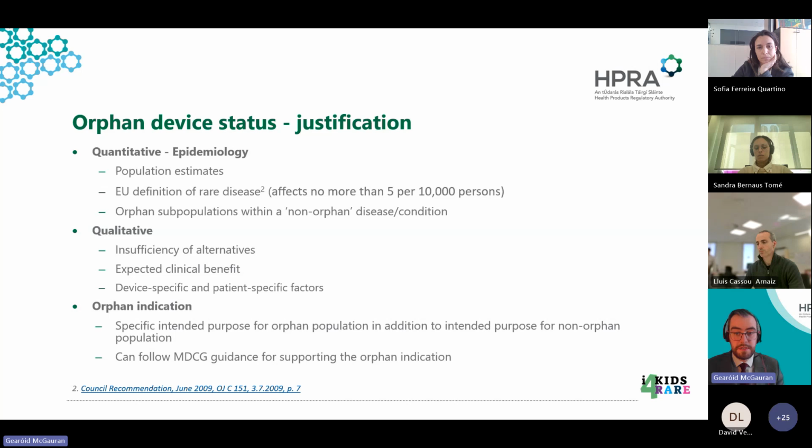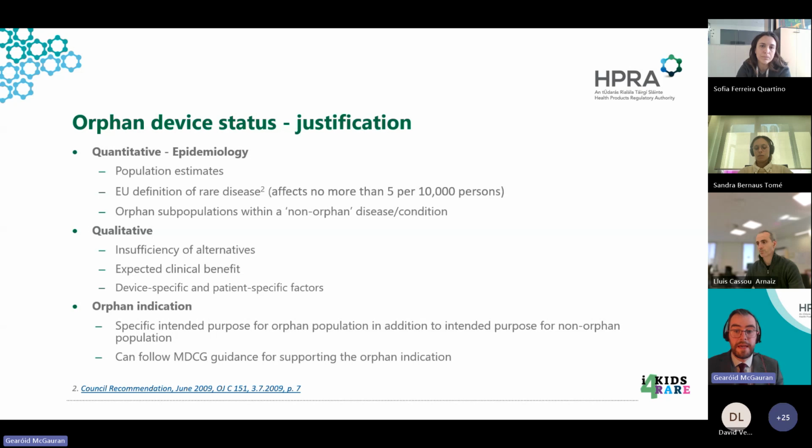Evidence needs to be presented to justify that a device has an expected clinical benefit above the state of the art or any alternatives. This needs to take into account device-specific and patient-specific factors. For example, an orphan device could be intended to treat a specific anatomical variation in a valvular disease, say a particularly dilated valve, where other devices operate within this field but are not as effective.